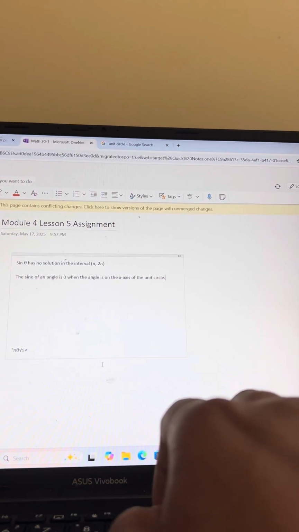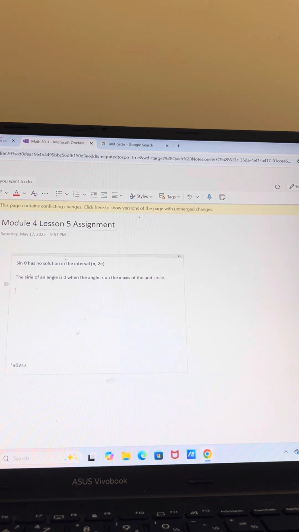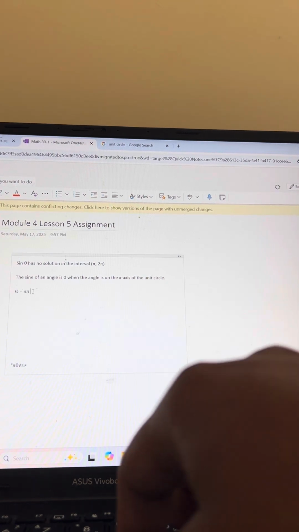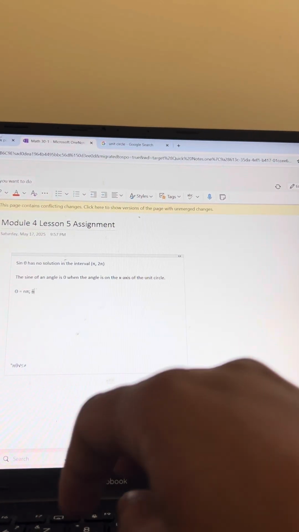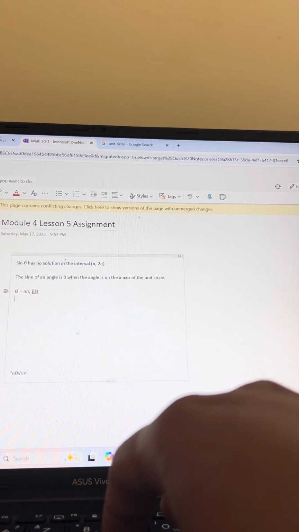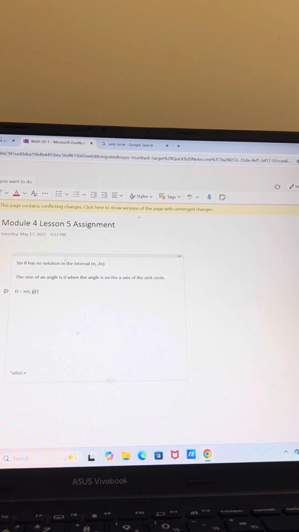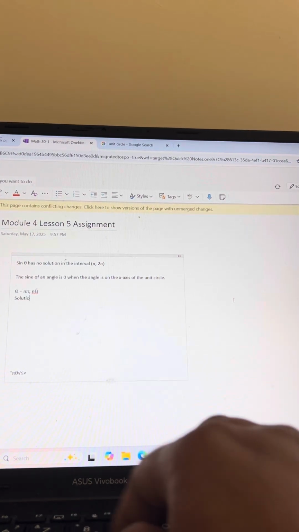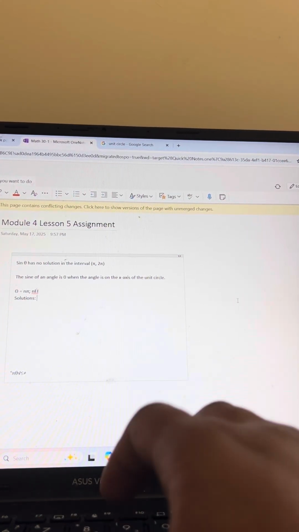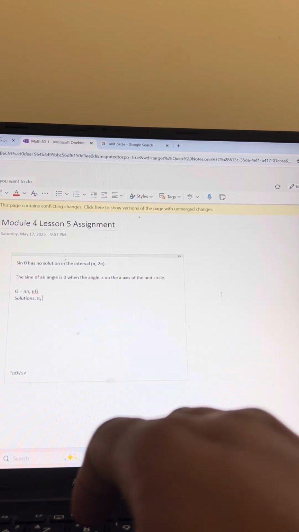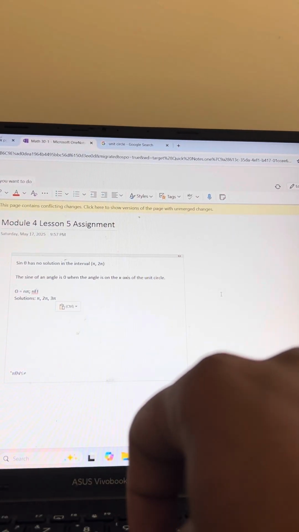And using this, we can make our general formula, which is going to be theta is equal to n pi, and n is an element of the integers. This is going to be our general formula here, and because it's so broad, we're going to have a bunch of solutions. So solutions could be pi, 2 pi, 3 pi, and so on and so forth.